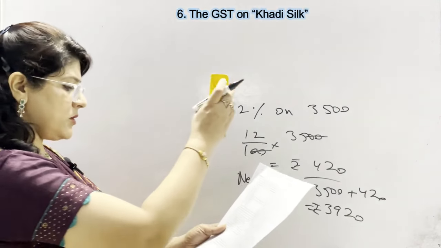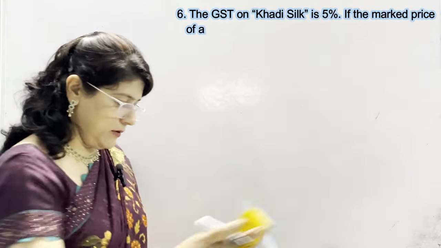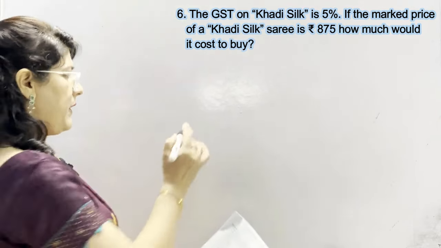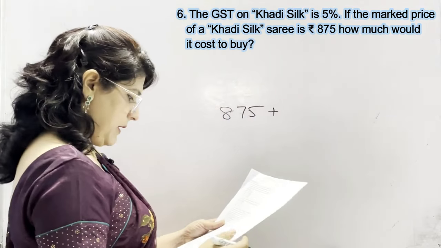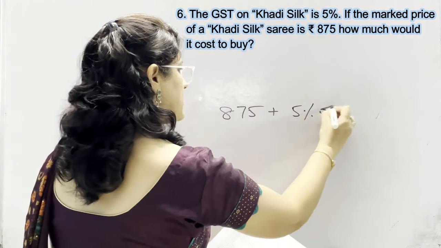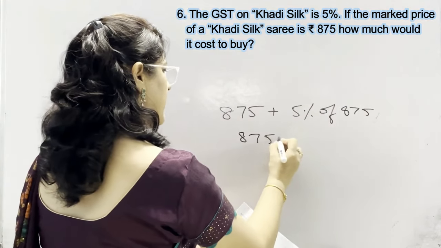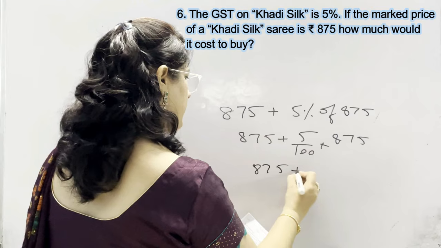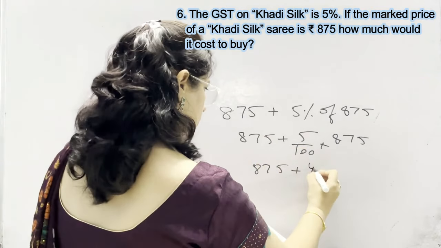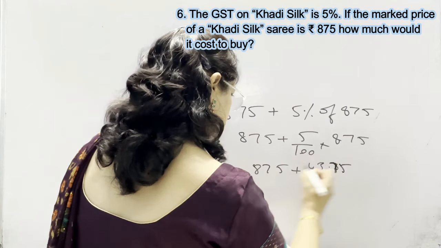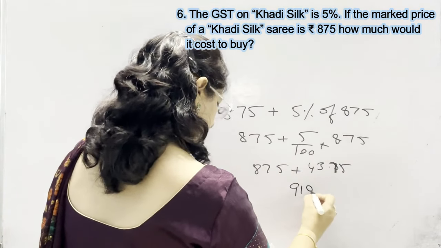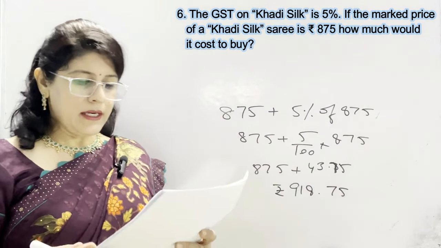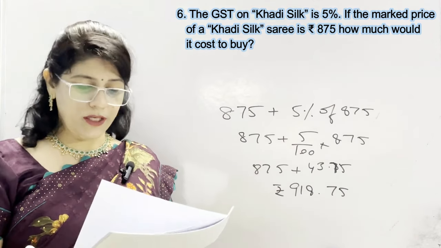Now next is sixth question. The GST on the khadi silk is 5%. If the marked price of the khadi silk saree is 875. Now marked price is 875 plus 5% GST. So 5% of 875. 875 plus 5 upon 100 into 875. 875 plus, after cutting this, it comes out to be 43.75. So their sum comes out to be 918.75 rupees. I have to pay if I want to buy that khadi silk saree of 875 including GST of 5%.